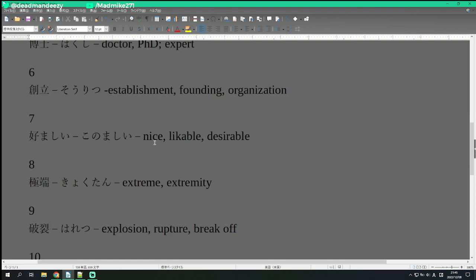Number 6 is soritsu. So on the left side for creation, ritsu on the right side for standing up. So to create something and stand it up is its establishment, its founding, or its organization, much like setsuritsu. It's also establishment. Setsuritsu, soritsu is founding or establishment. Soritsu.